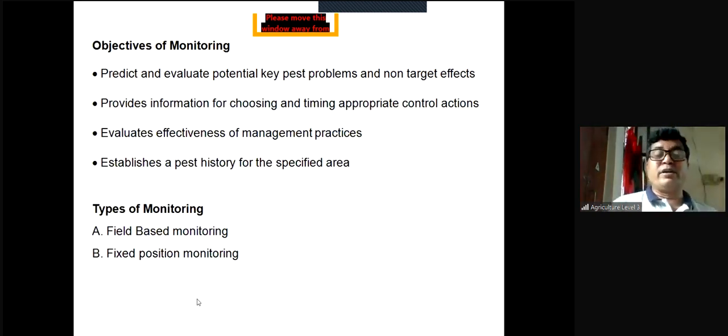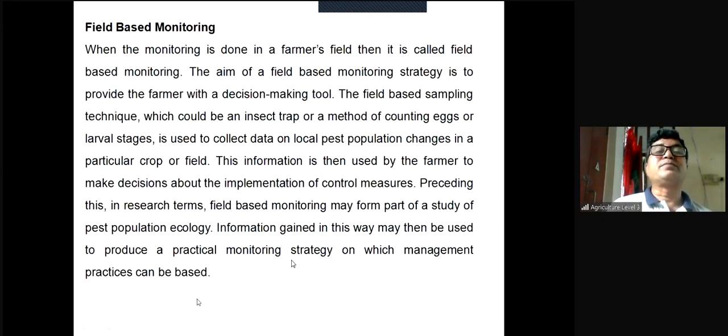Then types of monitoring. There are two types. One is called field-based monitoring, another one is called fixed position monitoring. Now we'll see the field-based monitoring. Field-based monitoring means when the monitoring is done in a farmer's field, and it is done in different farmers' fields. Say for example, out of 64 districts of Bangladesh, if we select one field from each district and do the monitoring from these 64 fields, then this monitoring will be field-based monitoring.